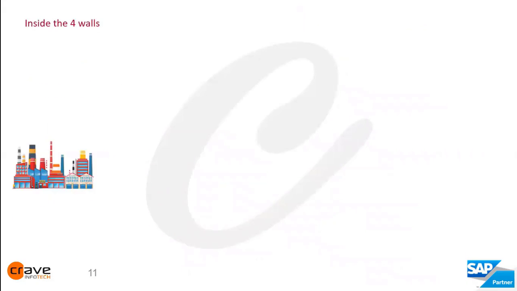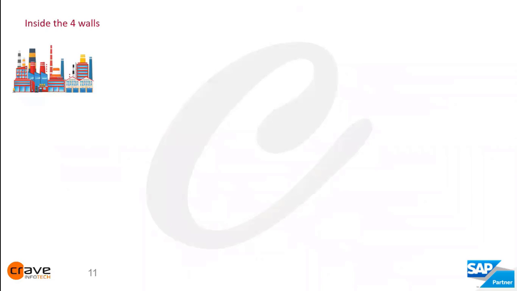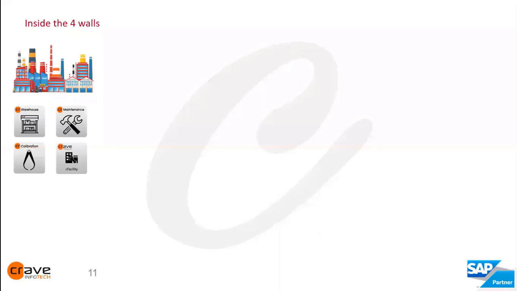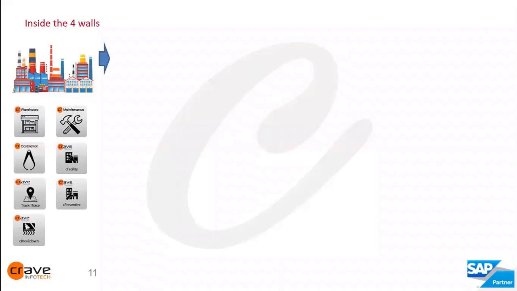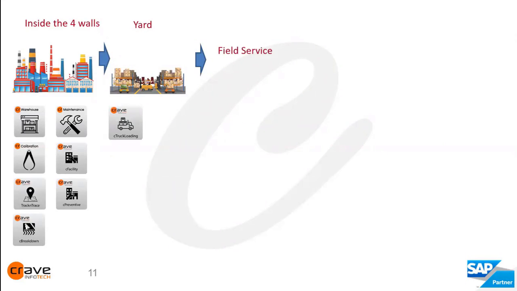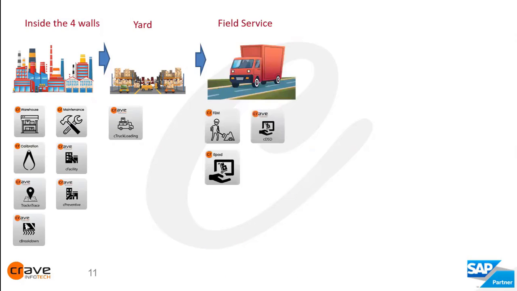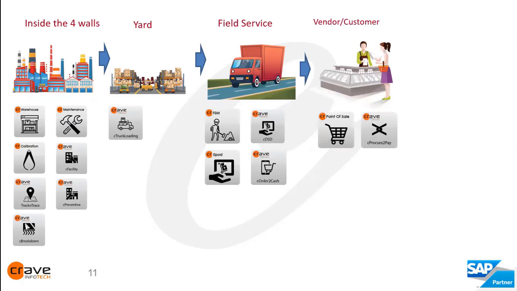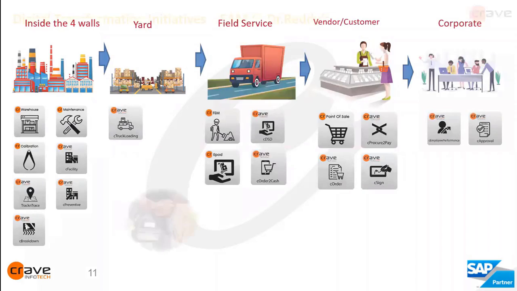Let's deep dive a little bit into how they are stacked against what we call inside the four walls. These are our applications which are typically for inside the four walls, whether it's manufacturing or distribution. Then within the yard, we have truck loading, then field service, so we have several applications related to that. Vendor and customer related, we have point of sale, procure to pay, order management, signature capture, and finally corporate. So this is how it's laid out from the geography of the organization.